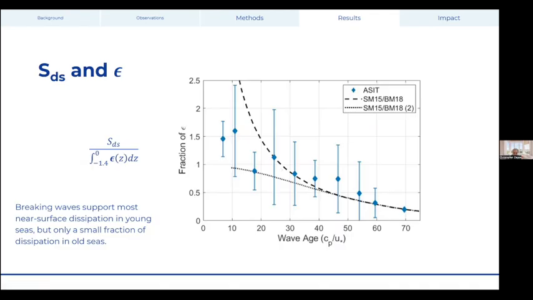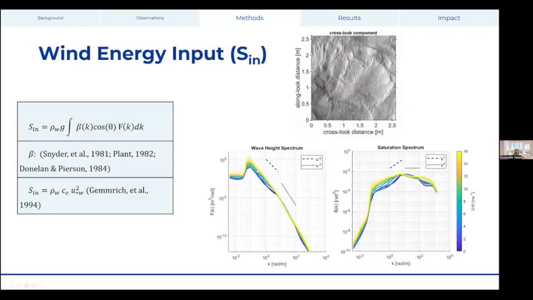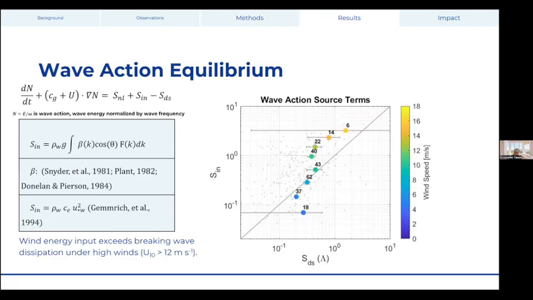And this shows the fraction of dissipation supported by breaking. So you can see at young seas here, all the dissipation is forced by breaking, as opposed to here at old seas, where not much of the upper ocean dissipation, upper ocean turbulence, is driven by breaking. So again, this is another important aspect to feed into that wave model that goes into the ECMWF model. So that SDIS term.